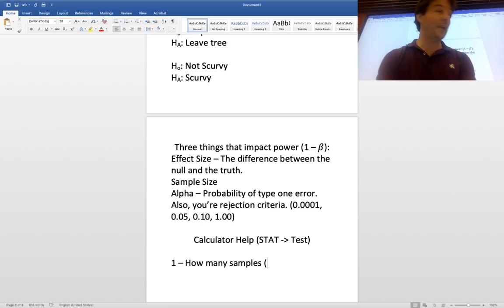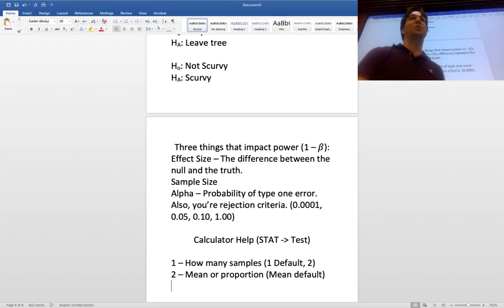The next question we have to ask ourselves is mean or proportion? So we have to ask ourselves if it's for means or for proportions, and the default is means. The third question we have to ask ourselves, and it'll be easier when you see it if you're looking at your calculator, is T or Z, there's no default there. And the last thing we ask ourselves is test or interval.